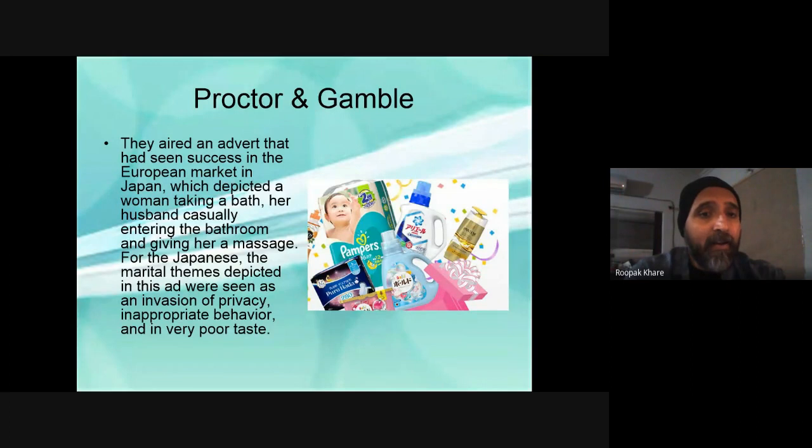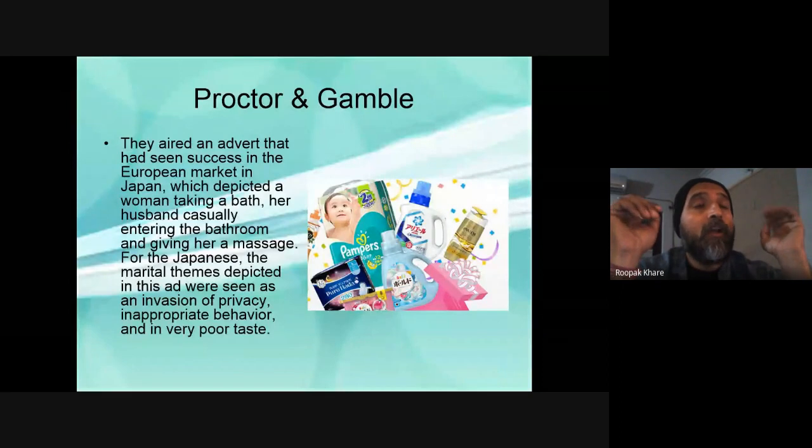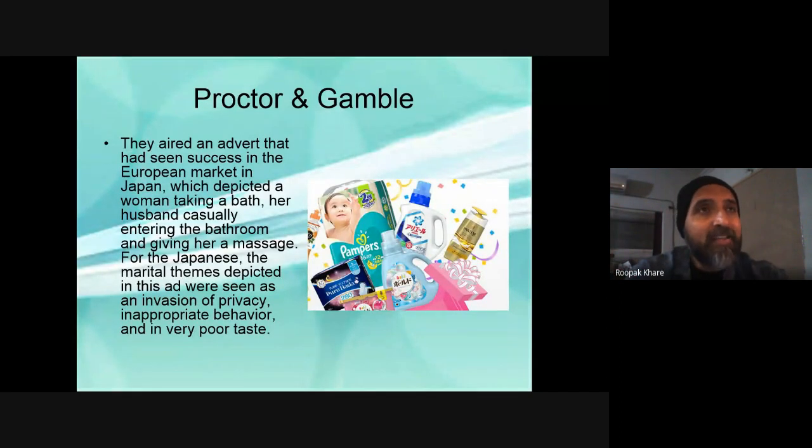It depicted a woman taking a bath. In the advertisement, a woman was shown bathing, and while she was bathing, her husband enters the bathroom and helps her take the bath. Now, this kind of advertisement was very acceptable and normally taken in Europe, but in Japan, people did not like it. They thought this was outrageous.